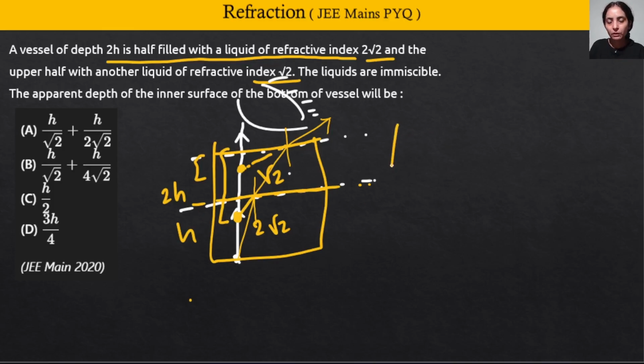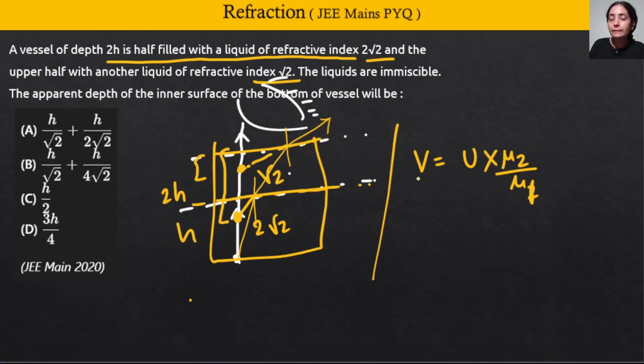So look, I told you a simple formula. Apparent depth V is equal to U into mu2 by mu1. Mu2 is the refractive index of the media in which the refracted light is, and mu1 is the refractive index of the media in which the incident light is.